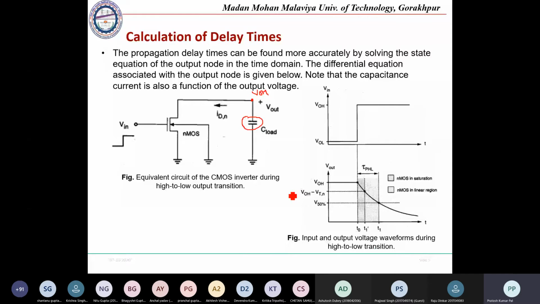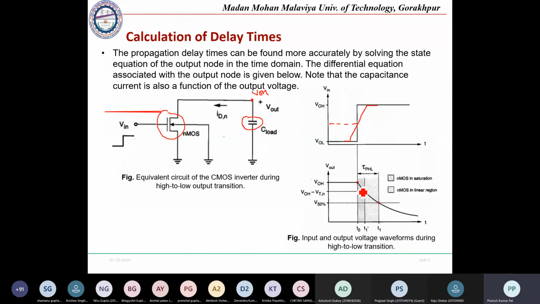At the starting, the VOH value is there, and it will be discharging. This is the point at which V 50% of VOH is there, and this is the point where the input will be 50%. 50% of this is the ideal one. If we consider the practical one, this will be the practical input, so this will be the 50% of the practical input. So 50% of the practical input to the 50% of the output will be considered as tau p HL.